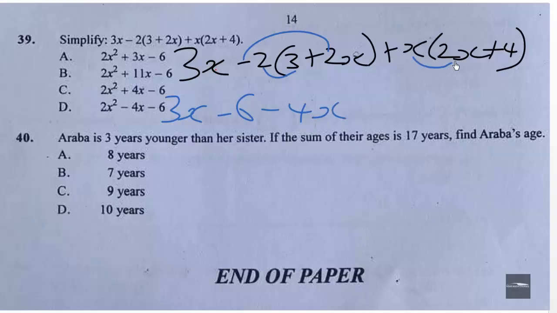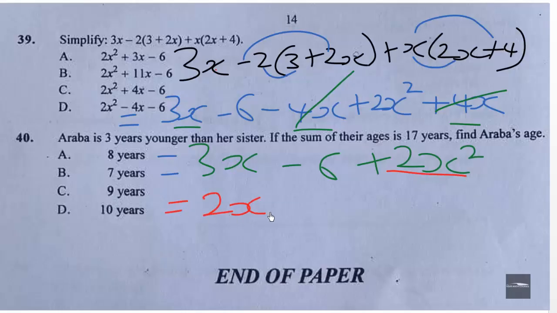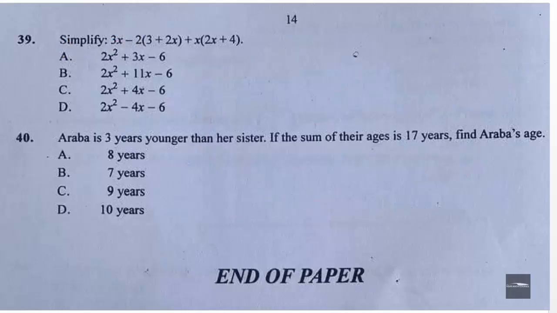That will give us negative 4x. That will give us positive 4x and positive 2x squared plus 4x. So we add the x, but we can first cancel the 4x and the negative 4x. So we are left with 3x minus 6 plus 2x squared, or 2x squared plus 3x minus 6, which is option A.